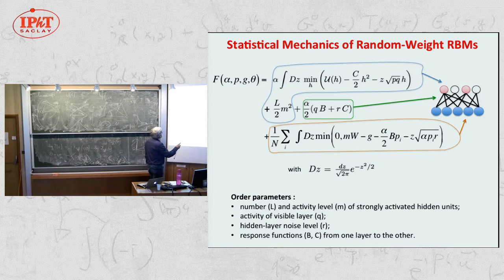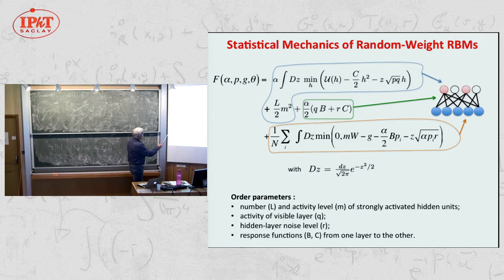And then we have an extra piece which is telling us how the two layers communicate with each other. So the other parameters R and Q. Q is the same order parameter as usual. This is the overlap between the visible configurations. R is another parameter telling us about the magnetization of the, let's say, not so much active hidden units. And B and C are response functions. They tell us if I change a little bit the activity in this visible unit here, how will it change the average activity of these hidden units, and vice versa. So we have B and C, which are two response functions.